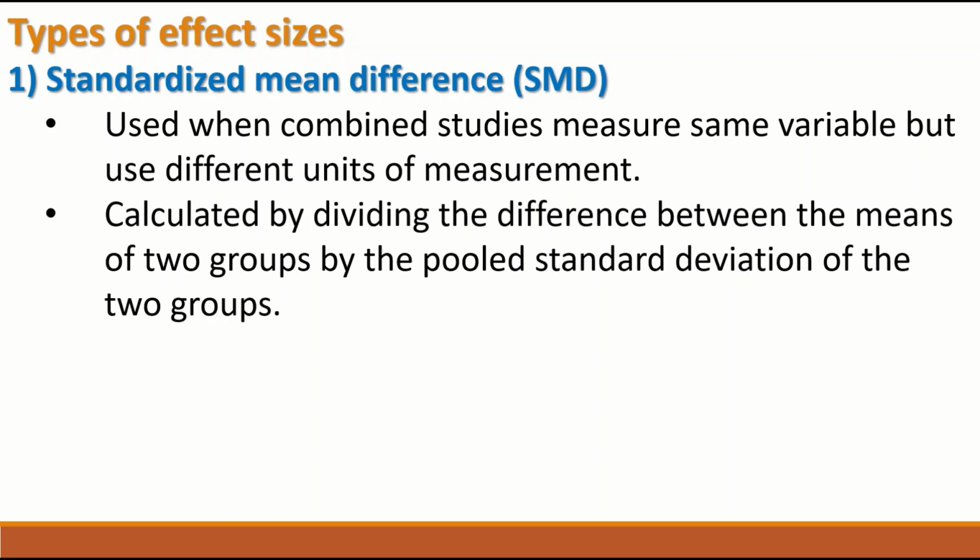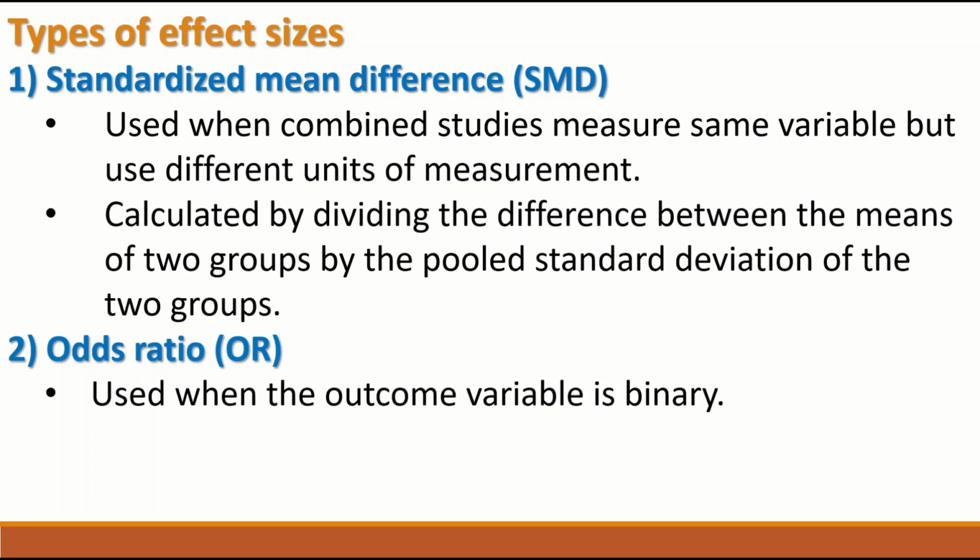So you take the standard deviation for both groups and then the mean difference between the 2 groups, and then you divide the mean difference by the pooled standard deviation. So this is one of the effect sizes. Another one is the odds ratio. What is an odds ratio?